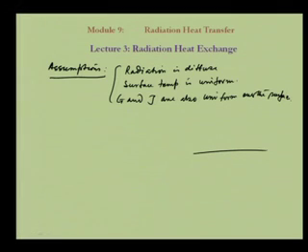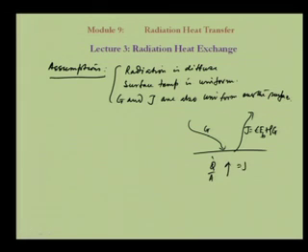Now, if I see that this is the surface, this is the incident, that is G, and this is something which is going out, that is J, and that is basically the summation of two: epsilon, that is emissivity, into E b, the black body emission, so emissivity into E b is the non black body emission, plus rho into G. So, rho is the reflectivity. Whatever is incident, G into the reflectivity, is going out in the form of reflection. Okay. Now, Q dot by A is equal to J minus G.